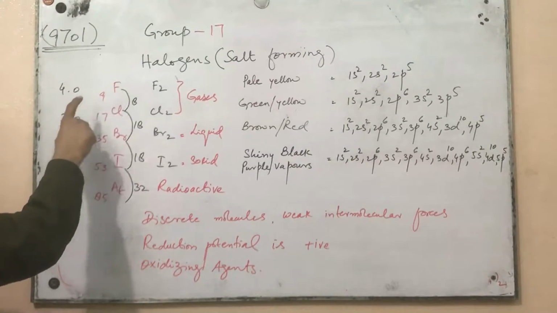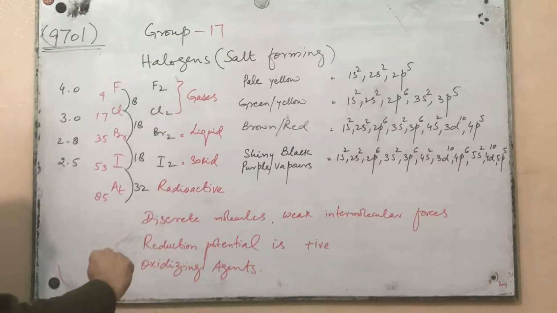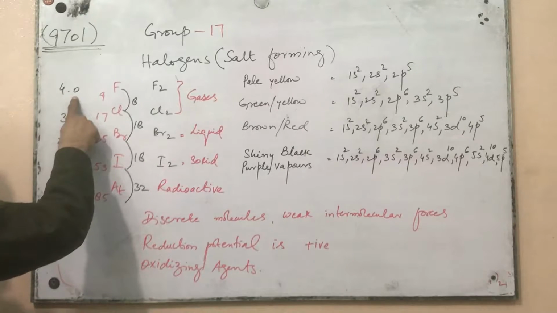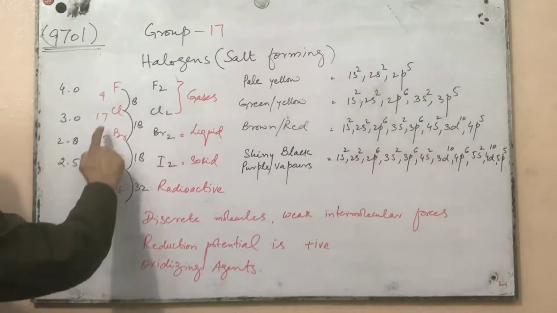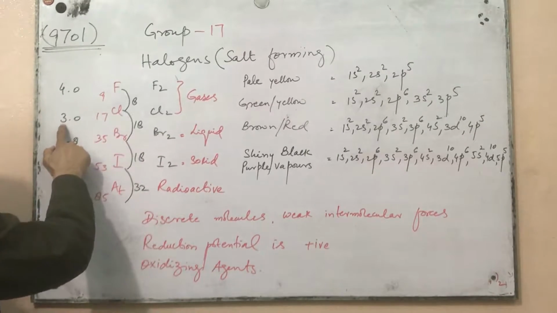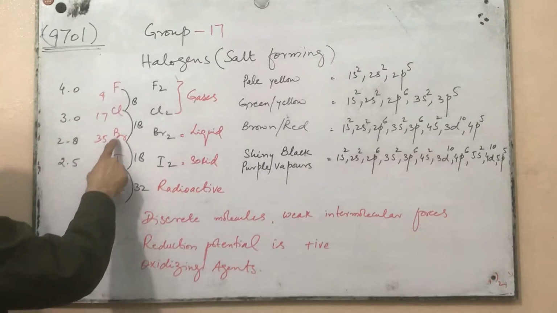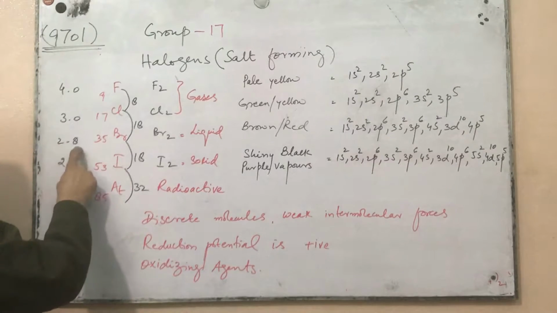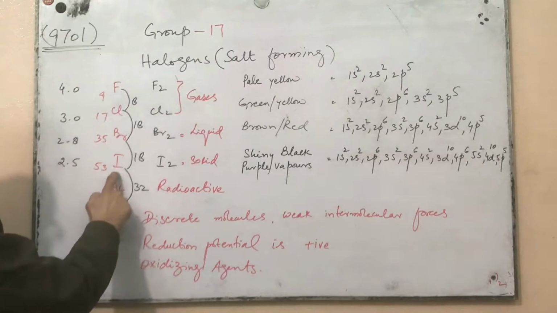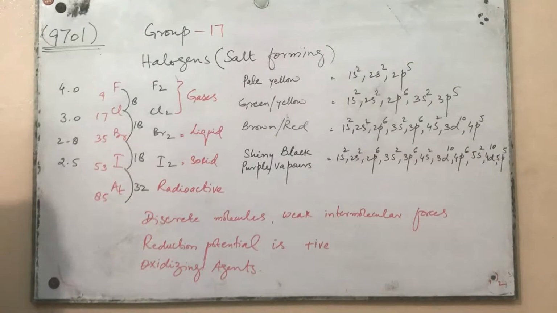The maximum electronegativity in the whole of the periodic table is that of fluorine, which is the standard 4. The electronegativity of chlorine is 3. The electronegativity of bromine is 2.8 and the electronegativity of iodine is 2.5.